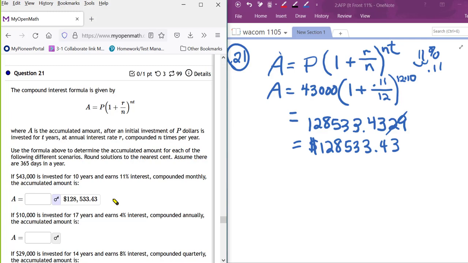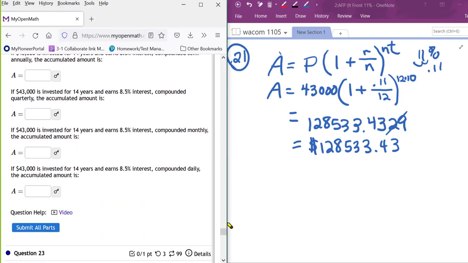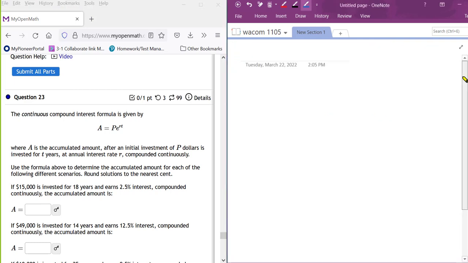Right, I want to try to fit in a couple more if we can. So we'll go down to one that is compounded continuously, and that will use an E, and it has a different formula. So 23 is compounded continuously, and it uses E.